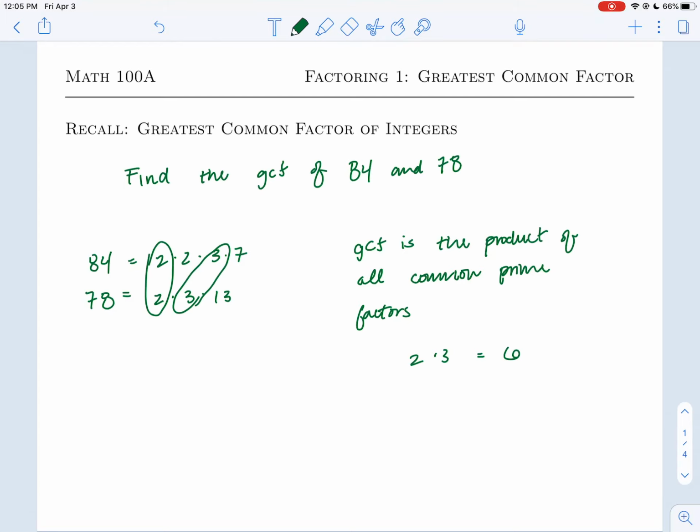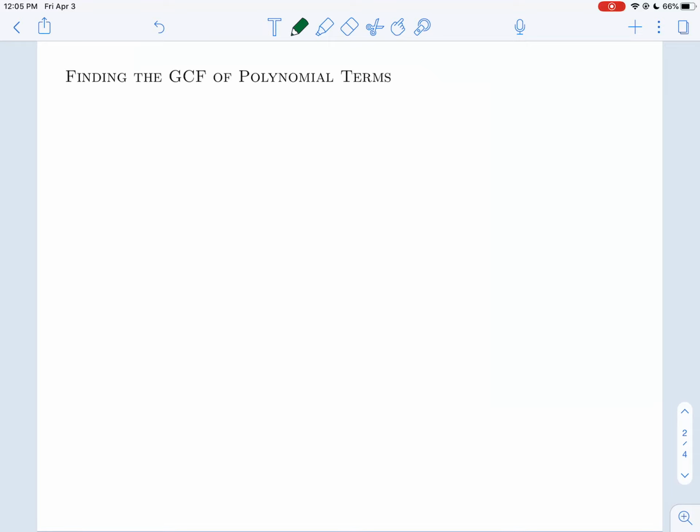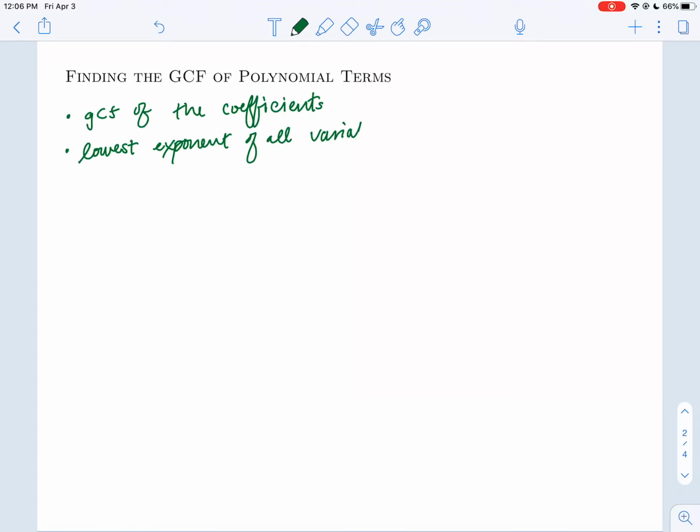The process for finding the GCF of polynomial terms is going to look pretty similar to this. So when I'm looking for the greatest common factor of polynomial terms, I want to include two things. The first thing I want to include is the greatest common factor of the coefficients. The coefficients are just numbers. We know how to find the greatest common factor of those two numbers. The other thing we're going to include is the lowest exponent of all of the variable components.